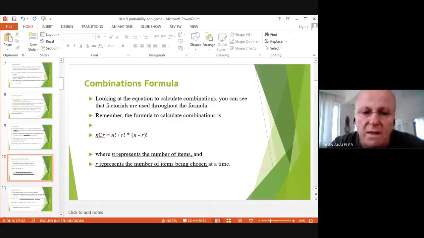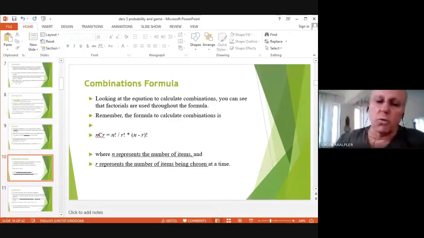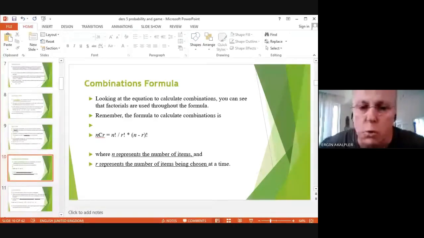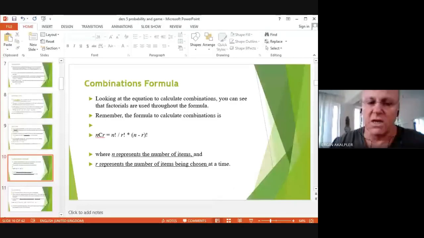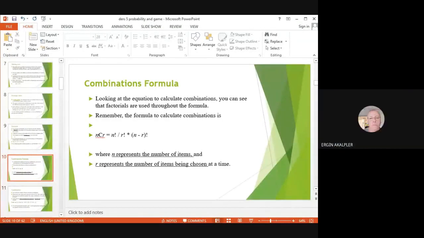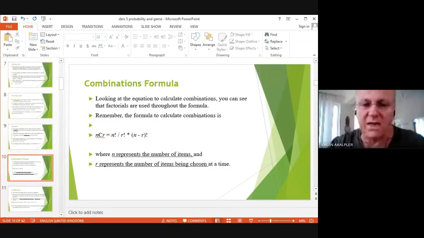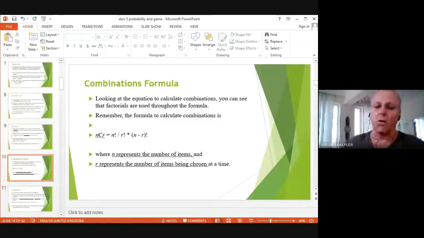Therefore, when we are looking at combinations, we use the equation to calculate the combination of the given numbers, and you can see the factorials used throughout this formula. And remember, the combination n choose r is n factorial divided by r factorial multiplied by (n minus r) factorial. N represents the number of items, and R represents the number of chosen items.